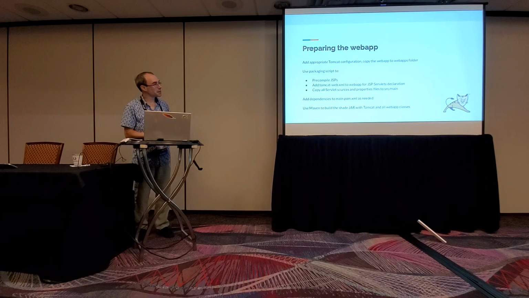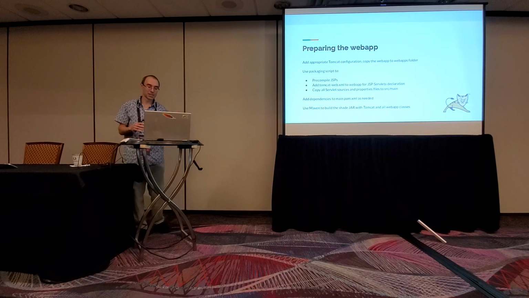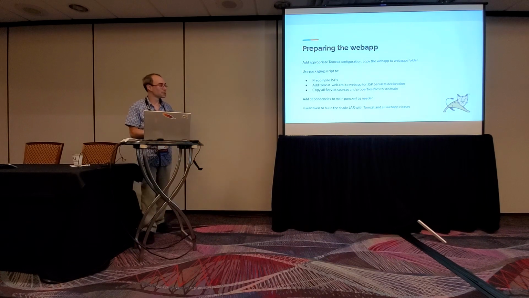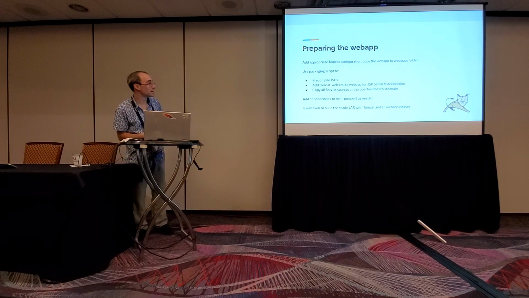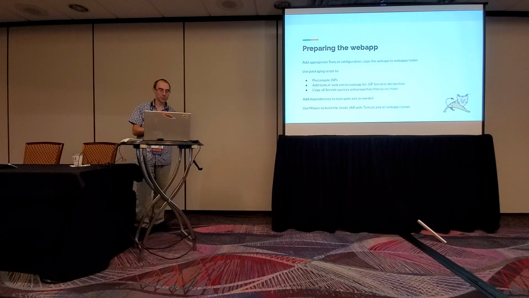So the last step of the process is to copy all the servlet source and properties that were generated, including the regular servlets actually, to a source main, where it will be packaged inside the main jar. You also need to add all the library dependencies to the POM, so that also they get into your fat jar. And then you can use Maven to build the fat jar with Tomcat and all your web app classes. I'm going to show you how exactly.